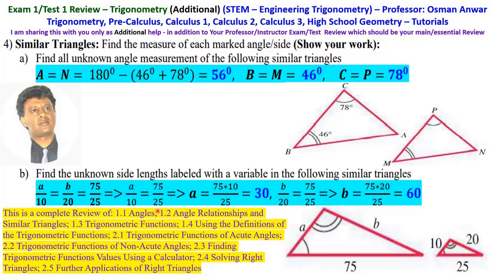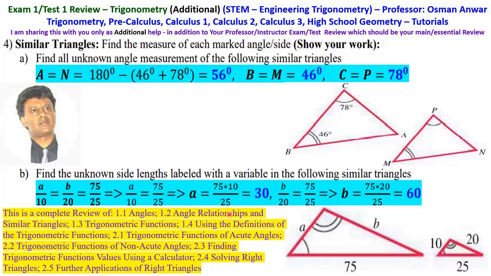For B, you are given two similar triangles with measurements. One has sides A, B, 75, and the other has 10, 20, 25. A is proportional to 10, B is proportional to 20, and 75 is proportional to 25. That means A over 10 is equal to B over 20, equal to 75 over 25. So to find A: A over 10 equals 75 over 25, which means A equals 75 times 10 over 25.